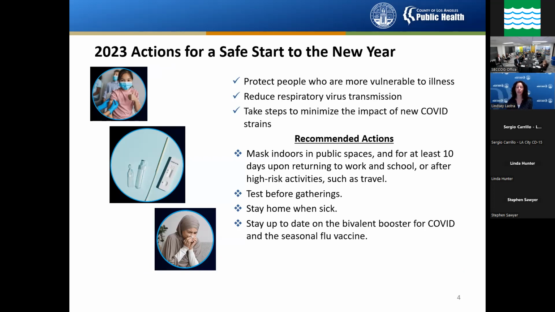So to do that, we want to recommend people to mask indoors in public spaces for at least 10 days after they come back to either work because they've been traveling or to school. Those 10 days is just to make sure that you didn't catch something while you were traveling. We're also still recommending people to test before gathering, and definitely staying home when sick. And that means avoiding parties, etc., if you aren't feeling well. And finally, obviously staying up to date with your boosters and vaccines, not just for COVID, but also for flu, etc.